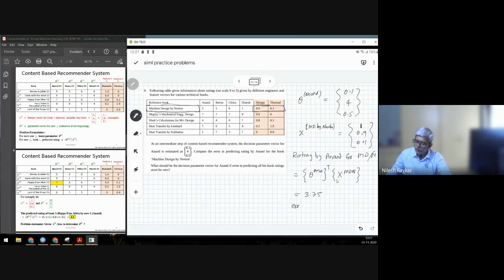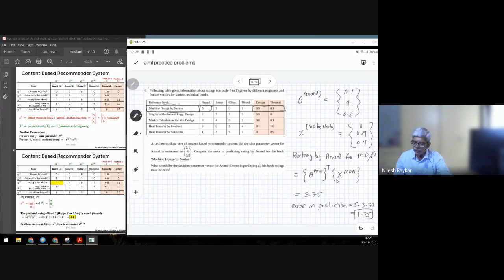So that means the error in prediction. That is the first part of the question. The actual rating given by Anand is 5. The model is predicting 3.75. So it is 5 minus 3.75, which is 1.25. So this is the error. And this model works by calculating the error for each pair of book and user and tries to minimize that error. That is the theory part that you can read further. But as far as this problem is concerned, the first part is over.